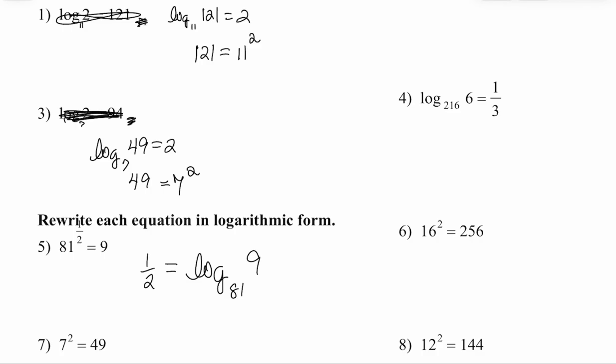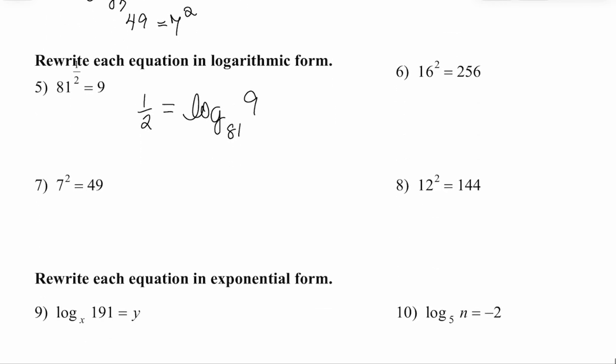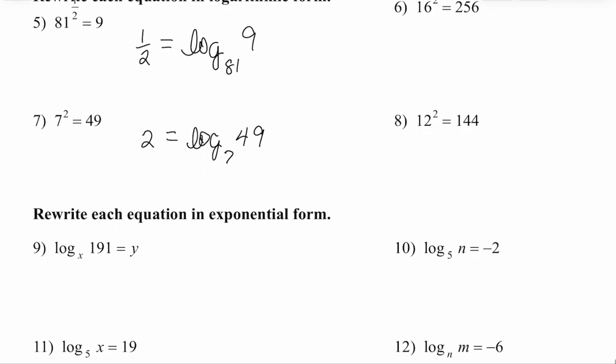Now you might recognize 7. Our base is 7, our power is 2, our number is 49. So our power of 2 is equal to the log base 7 of 49. And then let's do 9 and 11. It says rewrite each equation in exponential form.